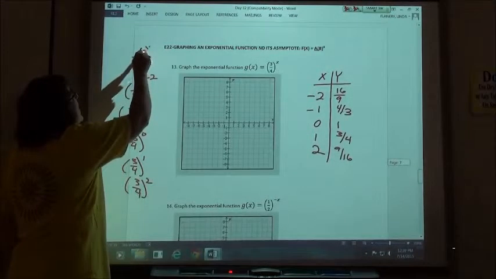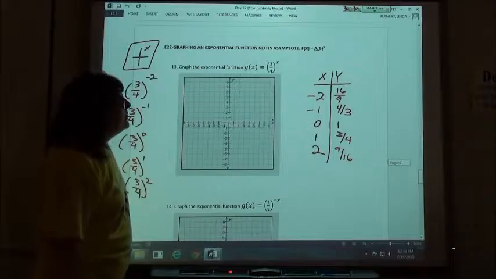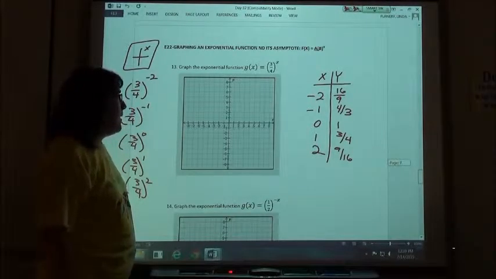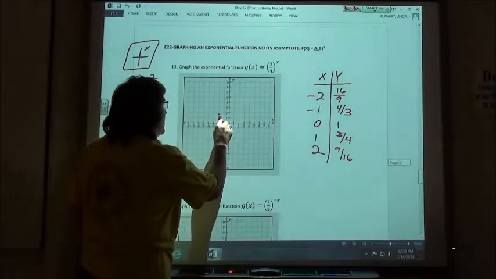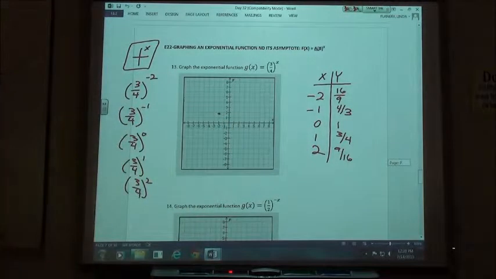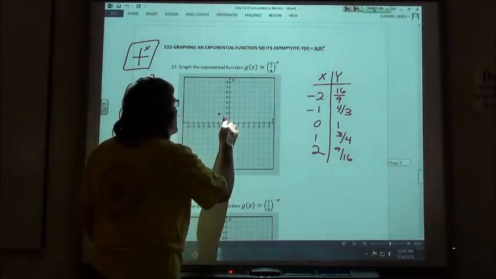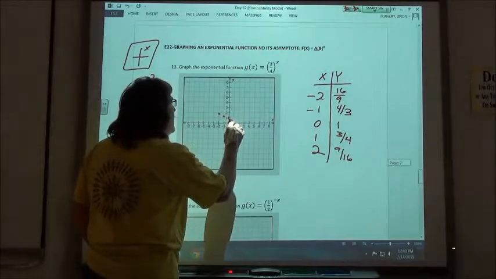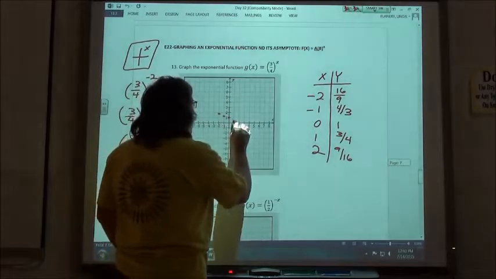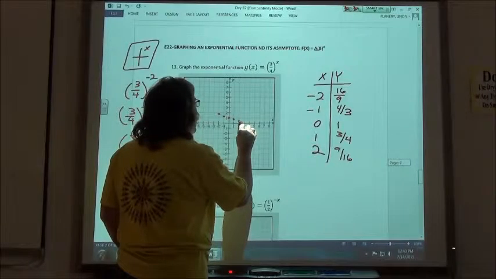They're going to make you use that plot point tool. We're just going to estimate where they're at. Let's see, 16/9 would be somewhere underneath the 2 anyway. 4/3 would be 1 1/3, so a little bit above the 1. 0, 1 would be right there. 1, 3/4, and 2, 9/16.